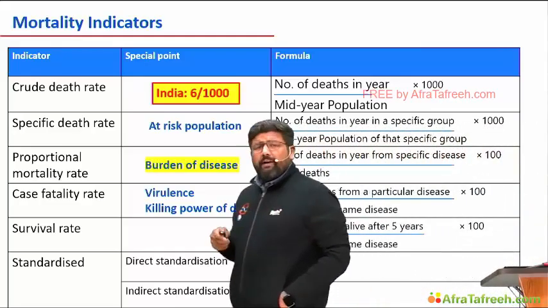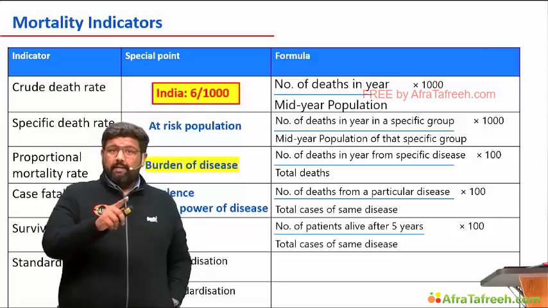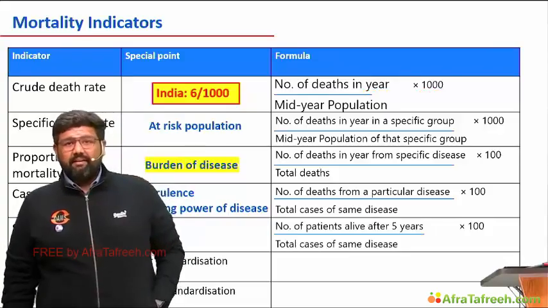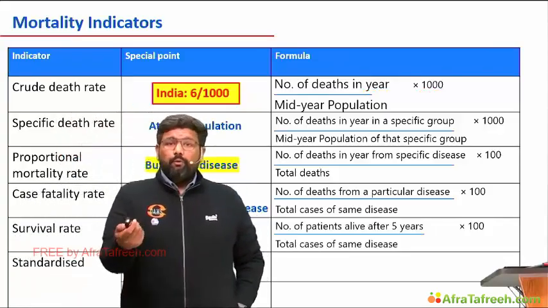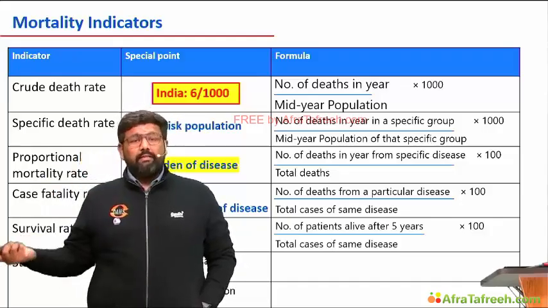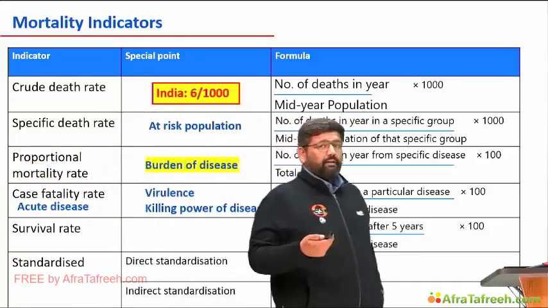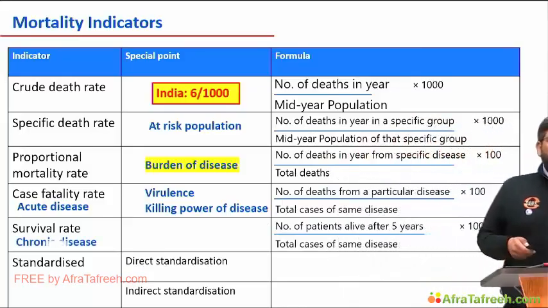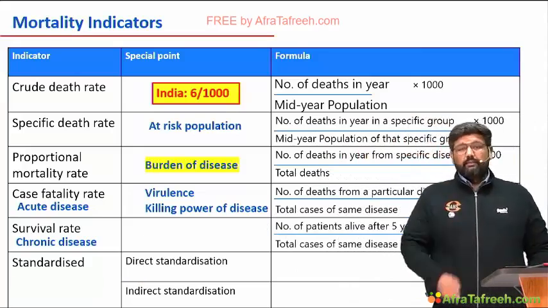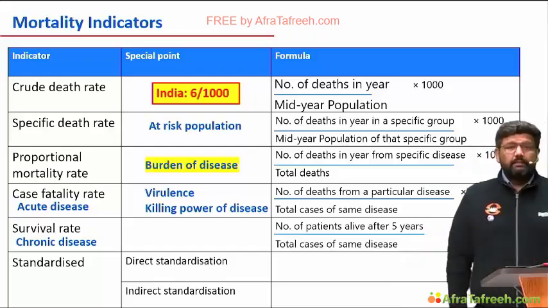Now, if I say out of 100, 5 died, this is case fatality rate. If I say out of 100, 95 survived, this is survival rate. So what is survival rate? Out of total cases, the number of patients who are alive. What is case fatality? Out of total cases, how many died? Simple. But these two are used differently. Case fatality is used for acute diseases, whereas survival rate is used for chronic diseases, right?